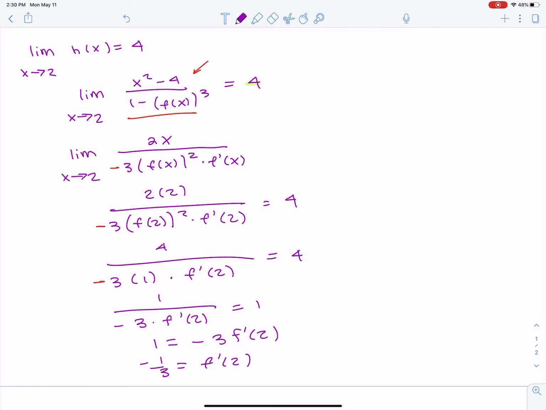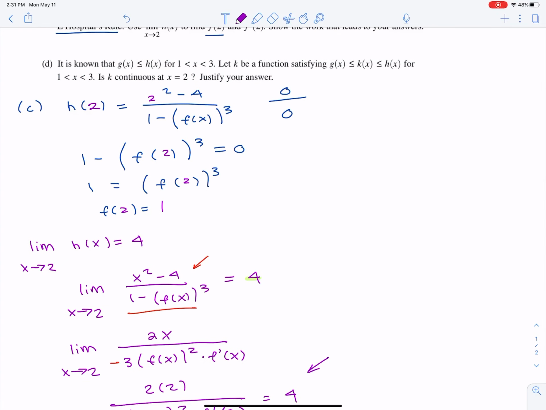So that means by L'Hopital's rule, we knew what the limit was going to equal. We took the function and said, the limit as x approaches 2 of our function has to equal 4. Then we applied L'Hopital's. We took the derivative of the numerator and the derivative of the denominator, knowing that when we evaluated this at 2, like we did in this third step, we should be able to solve for f prime of 2. And that's what we did from there on out, we just solved for f prime of 2. Okay?